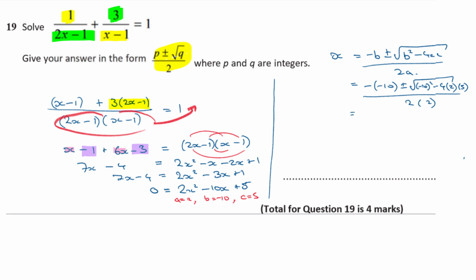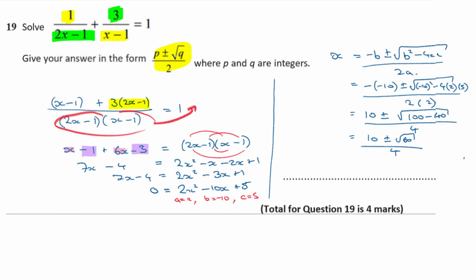Okay, just need to tidy that up now. So negative 10, that's positive 10, plus or minus, well, I've got minus 10 squared, that's 100, isn't it? So that's 100 minus 4 times 2 times 5, 8 5s are 40, so that's 100 minus 40 over 4. Okay, so what's that then? That's 10 plus or minus root 60 over 4.